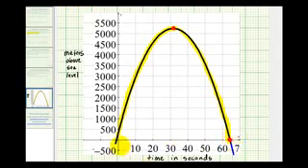So to find how long it takes for the rocket to splash into the ocean, we want to find the x-intercept. And to find the maximum height, we want to find the y-coordinate of the vertex. So let's go back and do that.